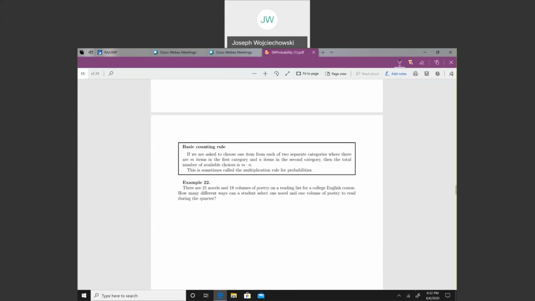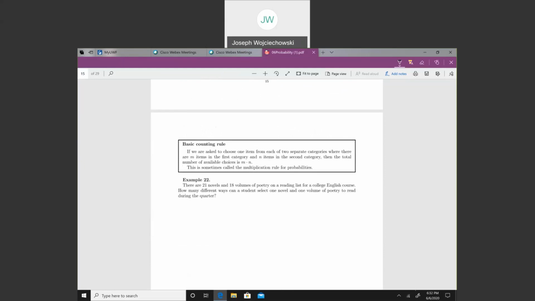However, we have a rule called the basic counting rule, which will make this a little easier. If you are asked to choose one item from 2 separate categories, where there are M items in the first category and N items in the second category, then the total number of available choices is M times N. This is sometimes called the multiplication rule of probabilities.